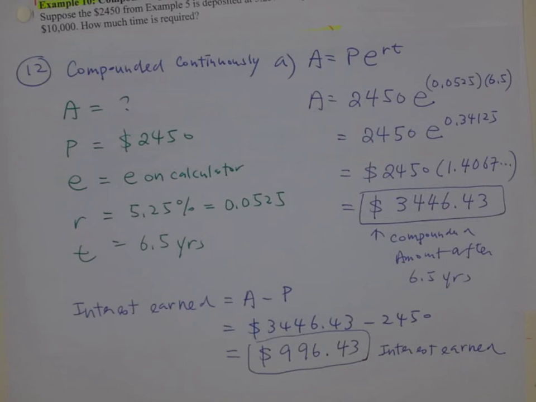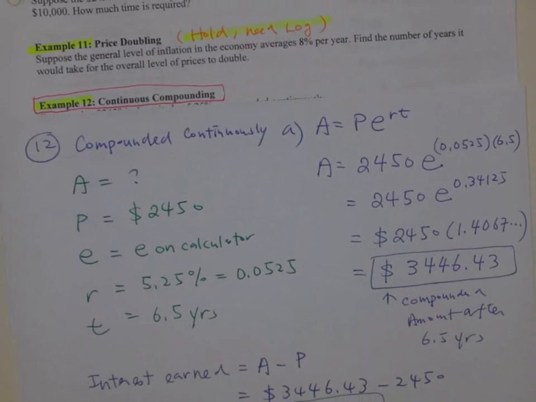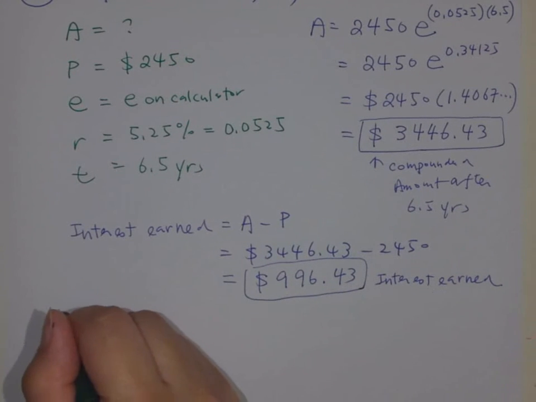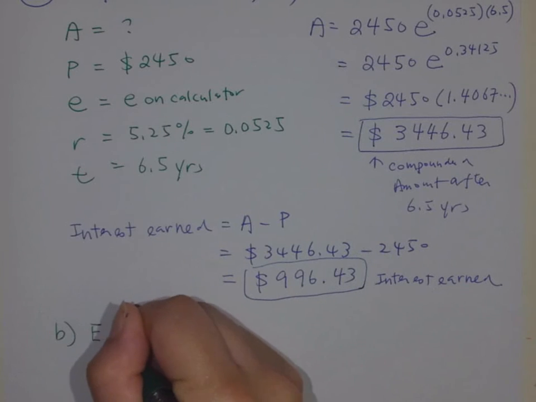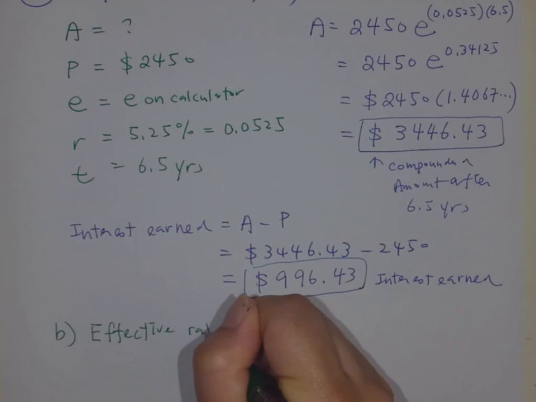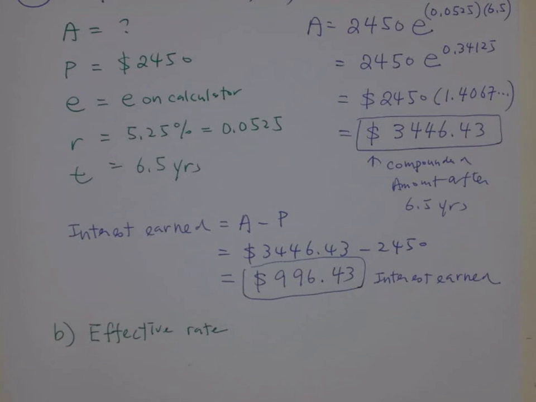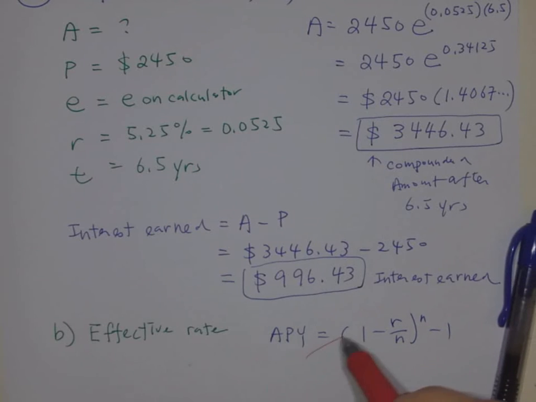So that's part A. How about part B? Okay, so I'll give you a second. Part B asks to find the effective rate. So for continuous compounding, the effective rate has a different formula compared to n times a year. The effective rate for n times a year is the APY we did earlier, which is 1 plus r over n, to the n, minus 1.